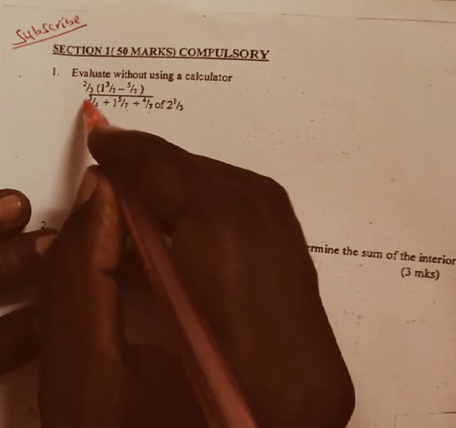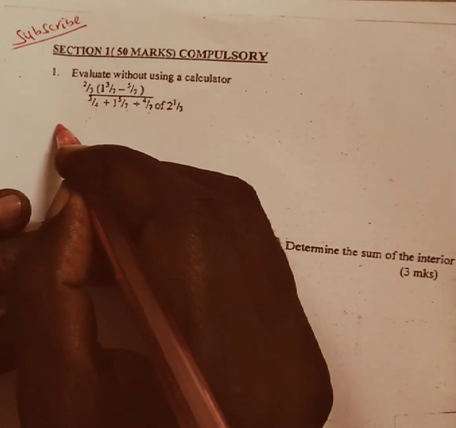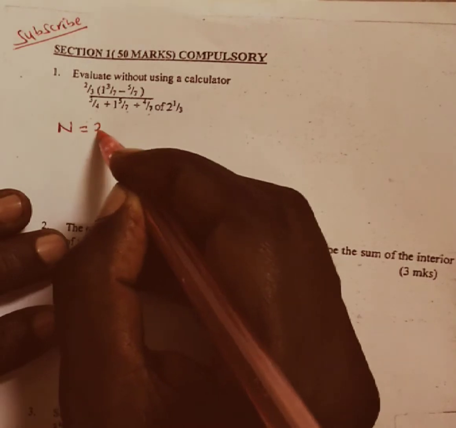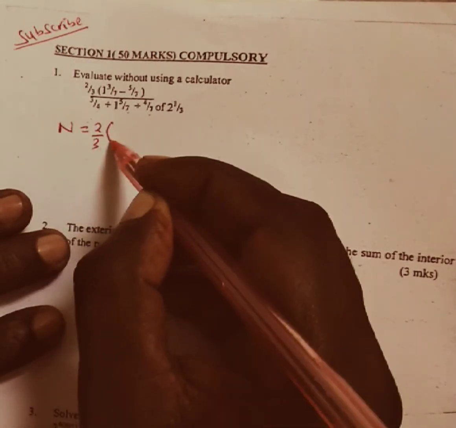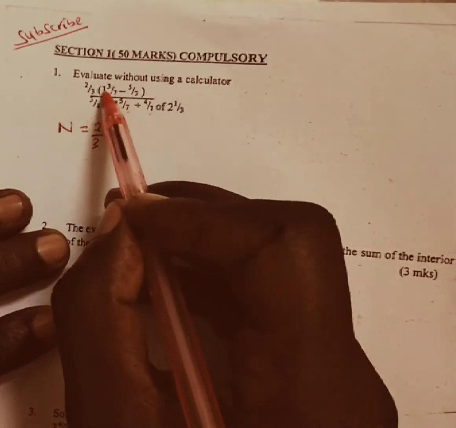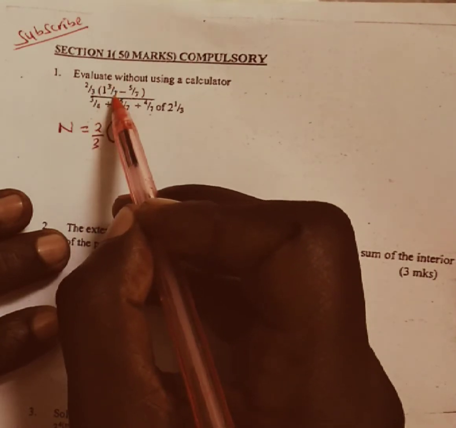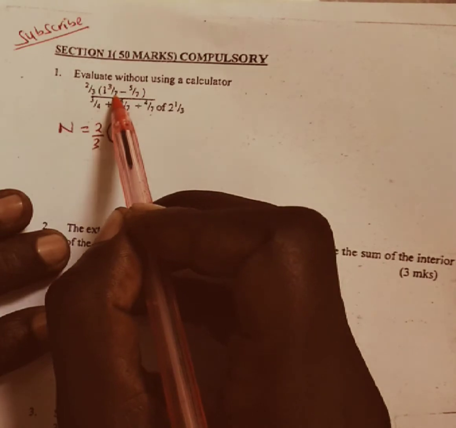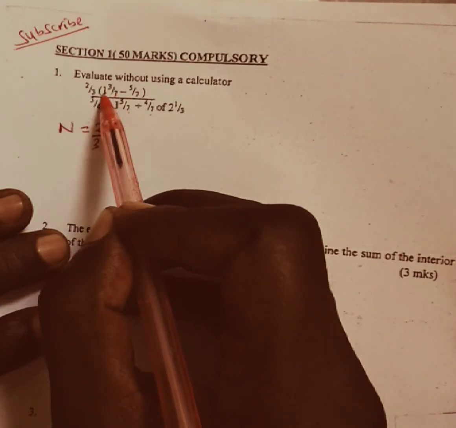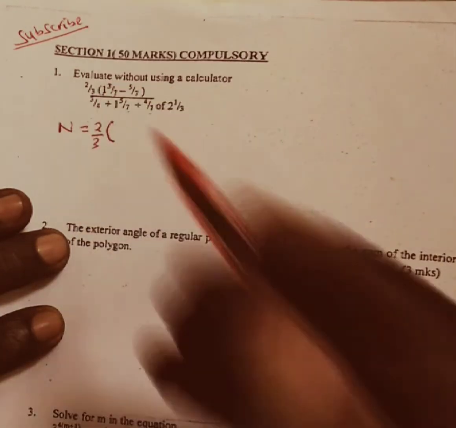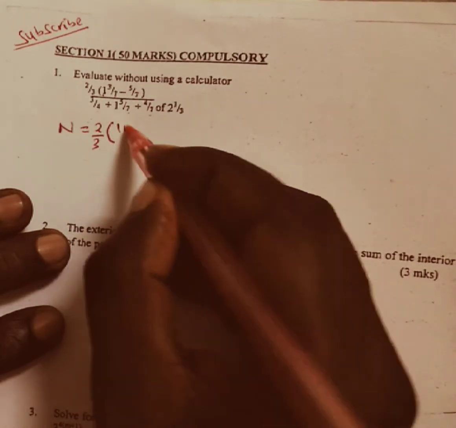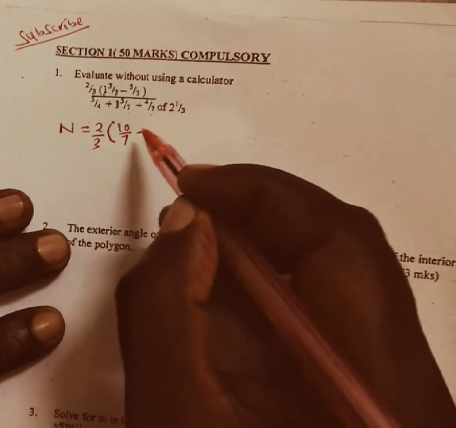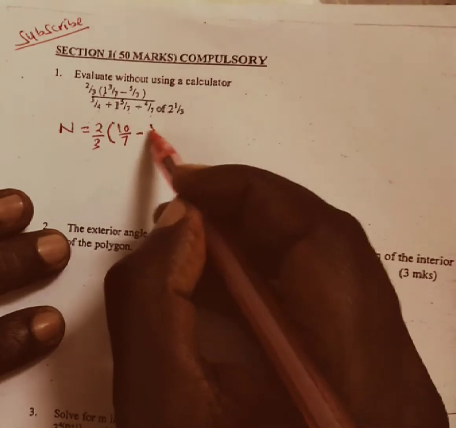So we are going to begin with the upper part, which we call the numerator. In this case the numerator is 2/3 of, we have 1 and 3/7, which is the same as 10/7. That is 7 times 1 will give us 7, 7 plus 3 will give us 10 out of 7 as an improper fraction, minus we have 5/7.